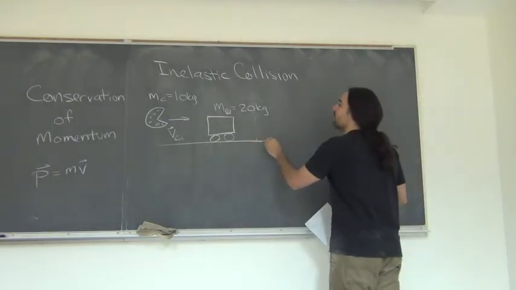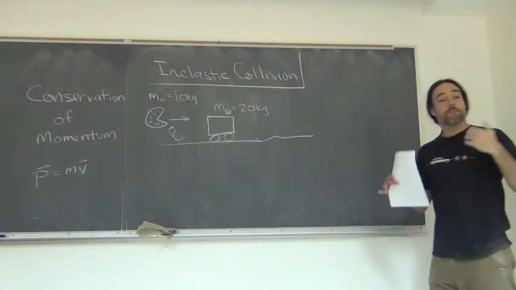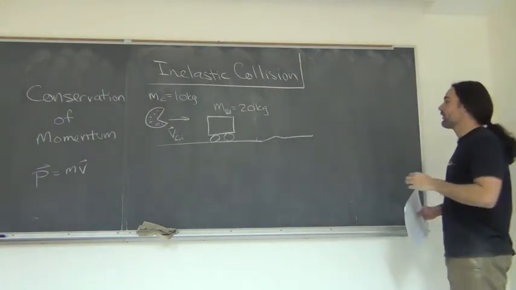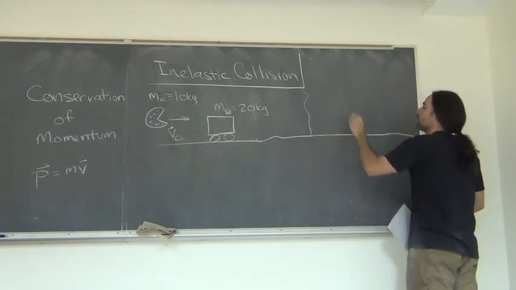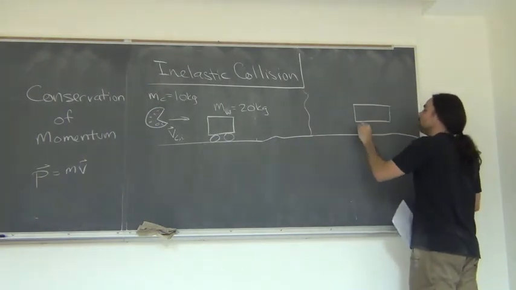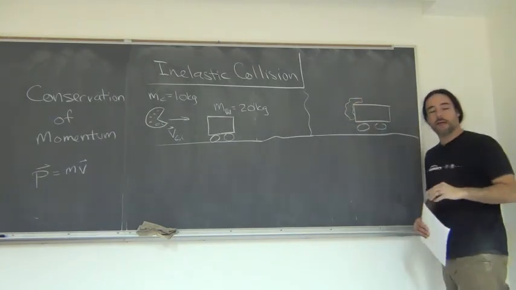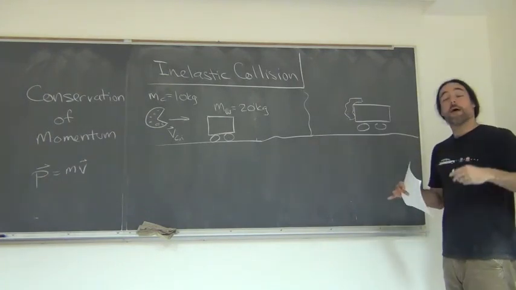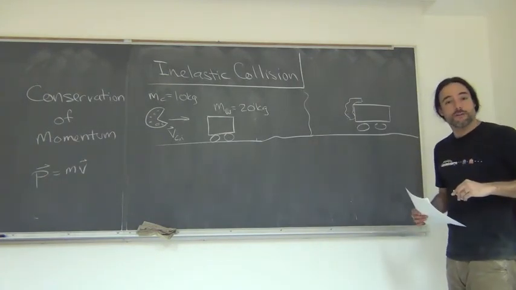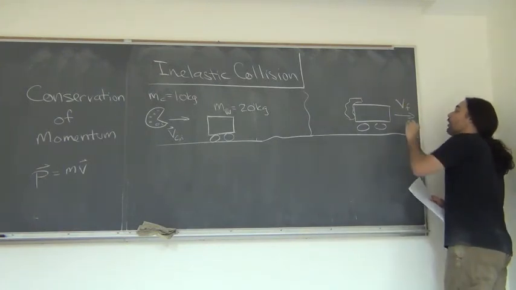Well, this is kind of the before picture for our collision. The after picture is going to look like this. You have a wagon, and you have some mush of crumpled up cheese stuck to the wagon. But now the wagon is going to be moving forward. The wagon's going to have gained some velocity, which I will call v final.